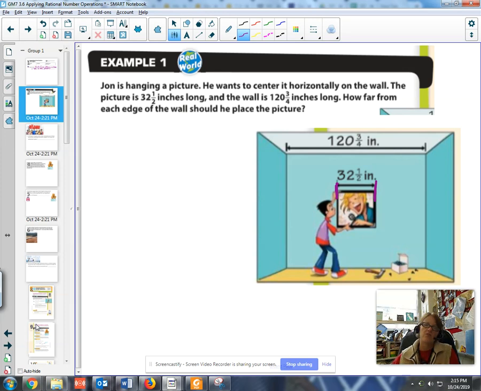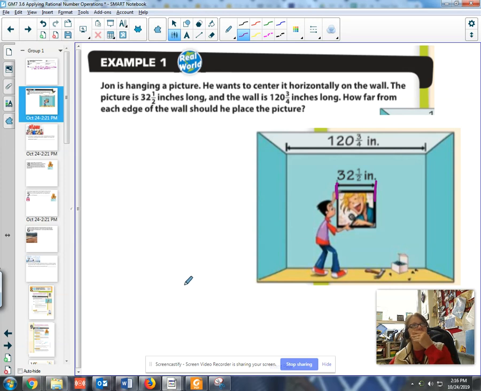So, you know, there's two ways you could go about solving this. Either you'd just figure out exactly where the middle is and then hope that that's the middle as far as how you hang your picture, but not every picture is made that way. Sometimes they might have two fasteners or two places where you put hooks and so on. So this one is just saying, hey, how far from each edge of the wall should he place the picture?